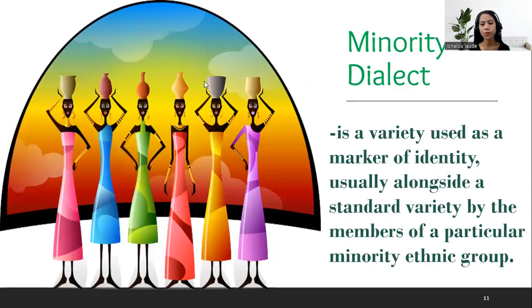Okay? Next, we have the minority dialect. This is actually more on tribal language or ethnic language, like the Mangyan, the Ifugao, the Igorot, basically the tribal languages. So that is what we call minority dialect. They have no mixture of other languages, just their own language that they use. Most probably the ethnic groups like the Mangyan belong to the minority dialects.